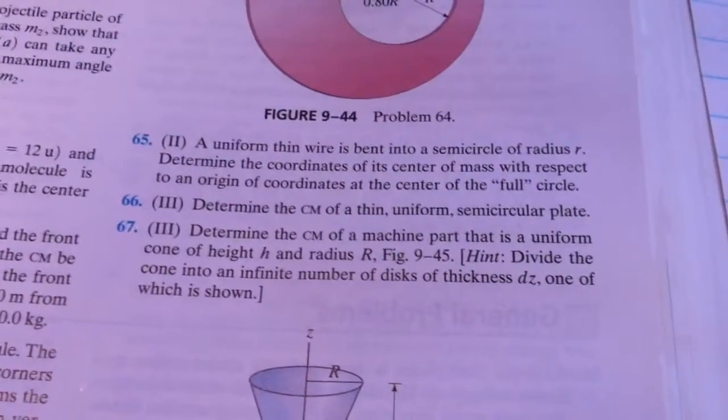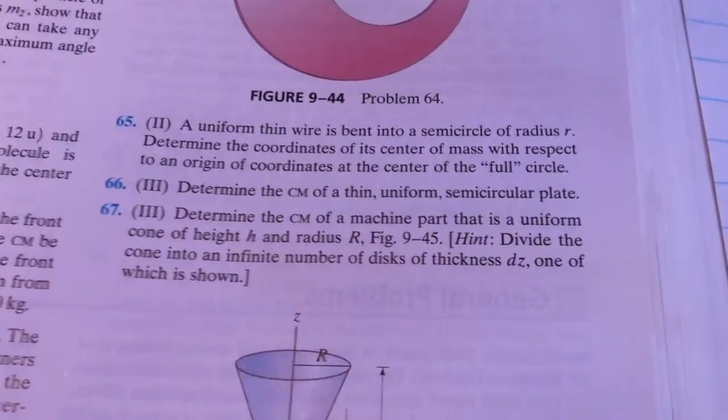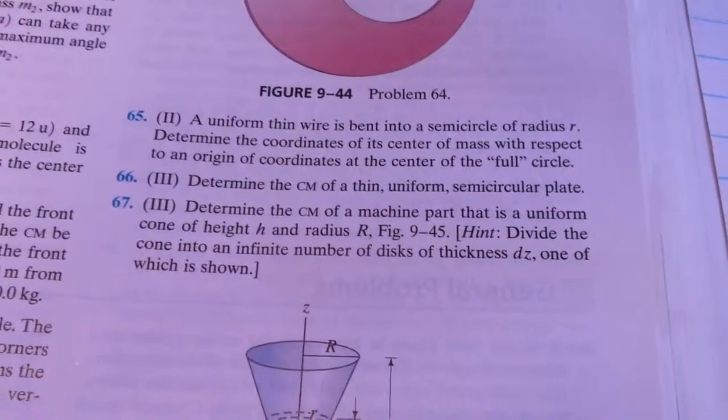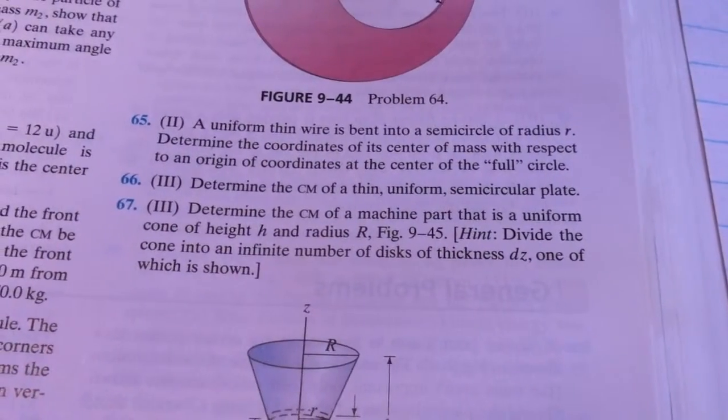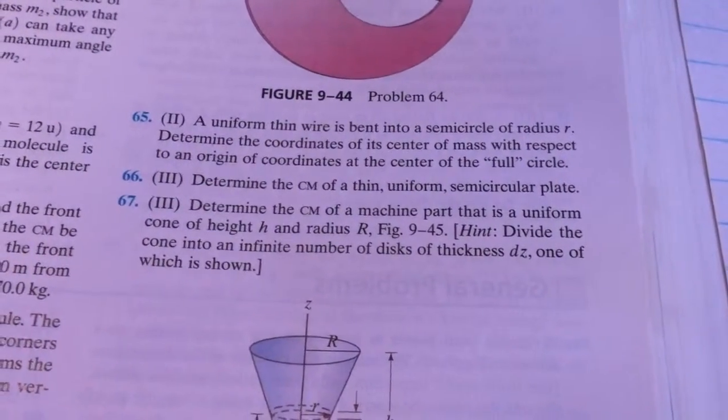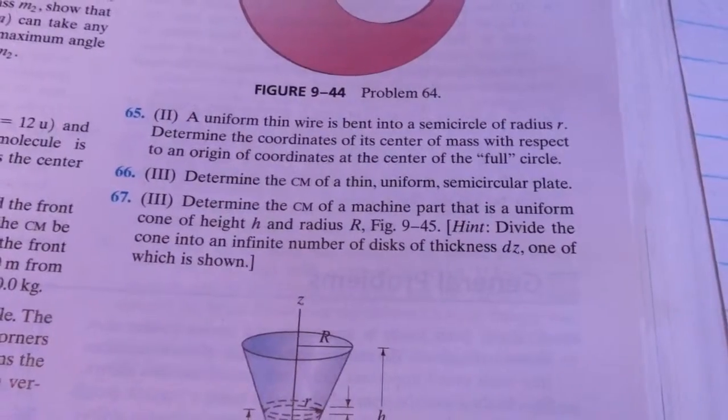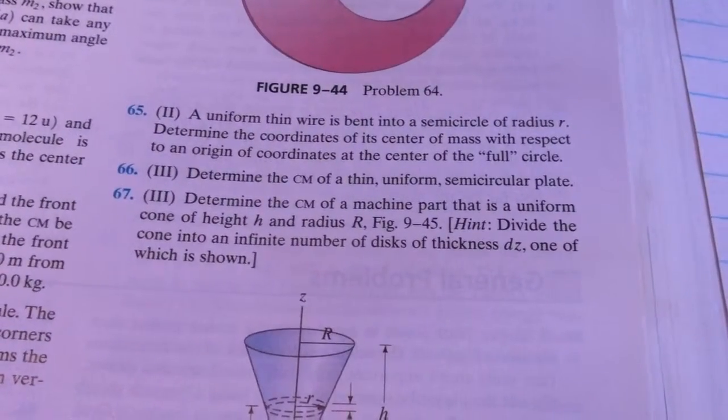Okay, so I'm gonna work on chapter 9, problem 65. A uniform thin wire is bent into a semicircle of radius r. Determine the coordinates of its center of mass with respect to its origin of coordinates at the center of the full circle.